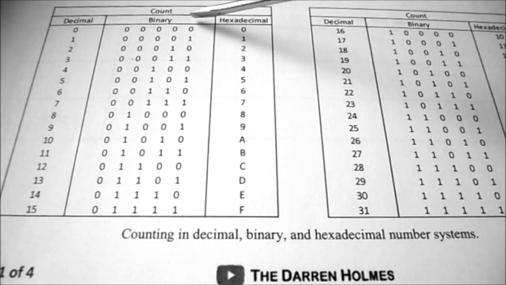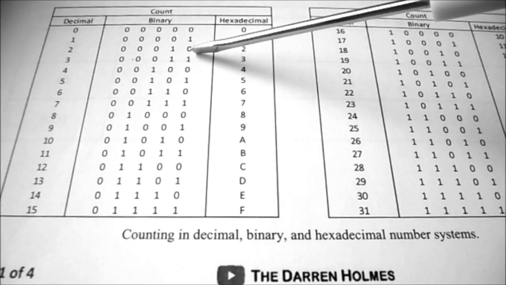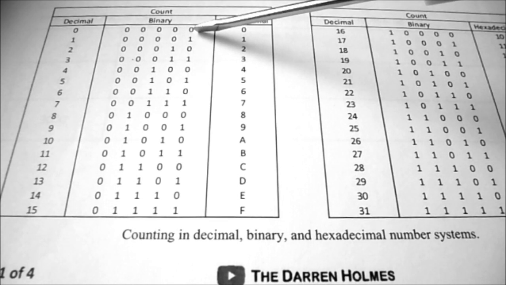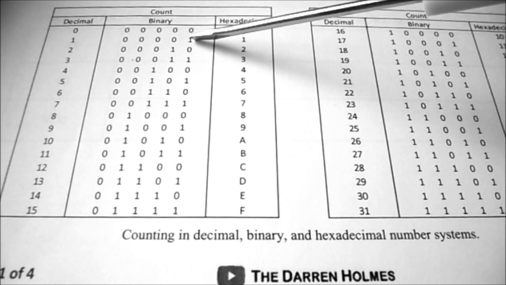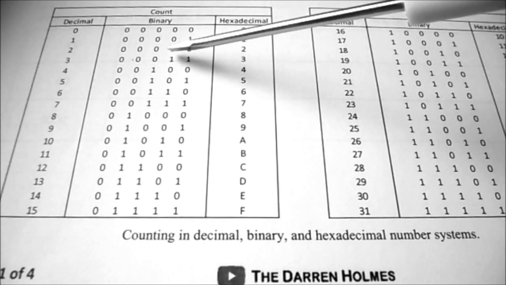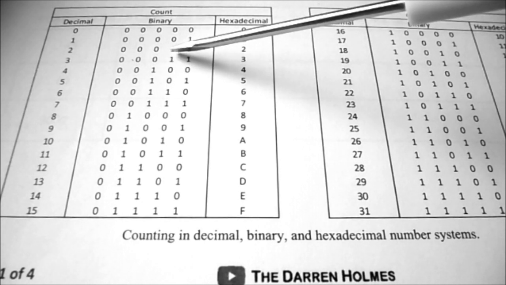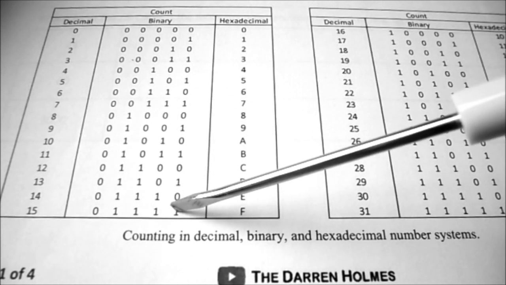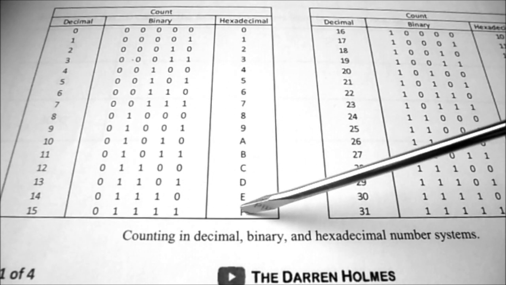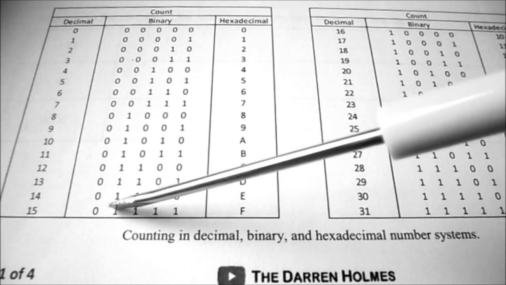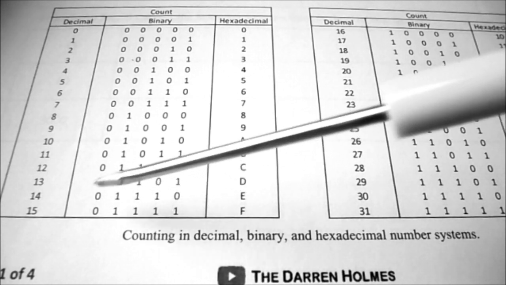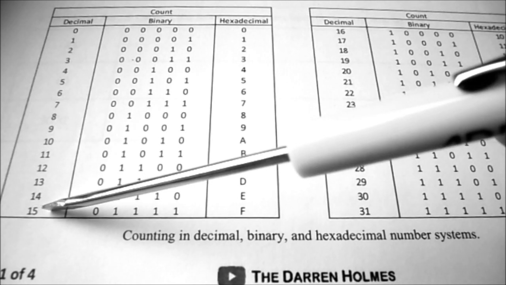In the center, I show you the binary numbering system, and in binary we only go up to the number 1. So we start our count at 0, the next count is 1, and if you add 1 to 1, you end up with 0, carry the 1. So you can see that F in hexadecimal is the binary count 1111 and is also the decimal number 15.